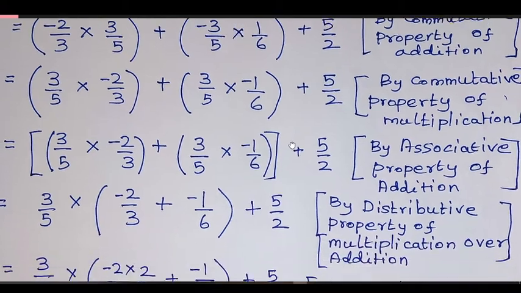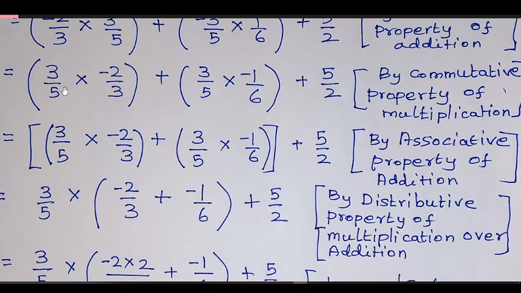Okay, now I need to take the common 3 by 5 outside. Before that I must associate these two terms. I'm not doing anything with the third term. So how can I associate these two terms? That can be done by the associative property of addition, because if you have three terms you can do any two terms first. So you introduce a new bracket for the first two terms, indicating that I'm doing a simplification here, and I'm not touching the third term. So this is by the associative property of addition.